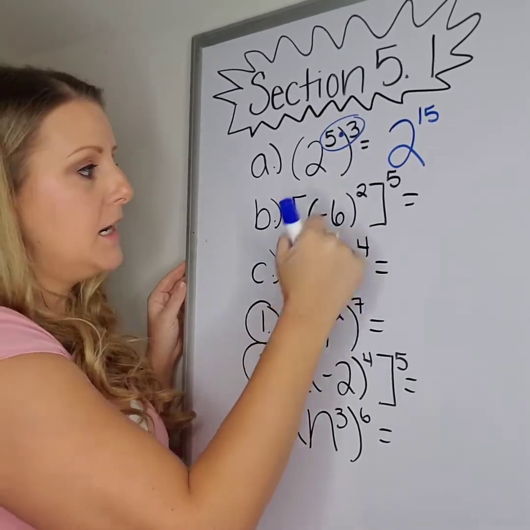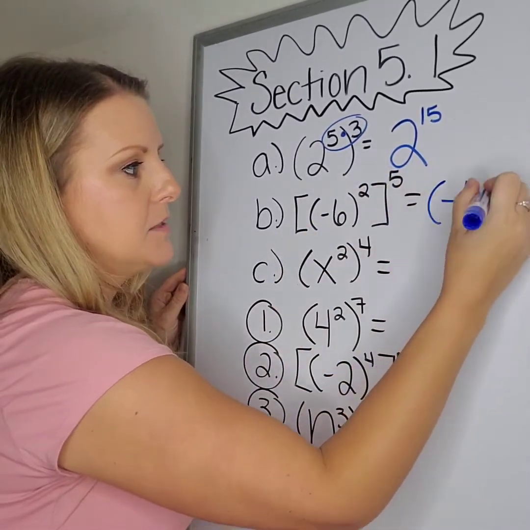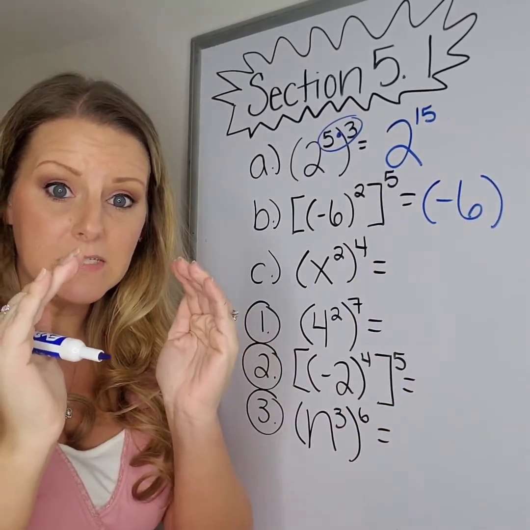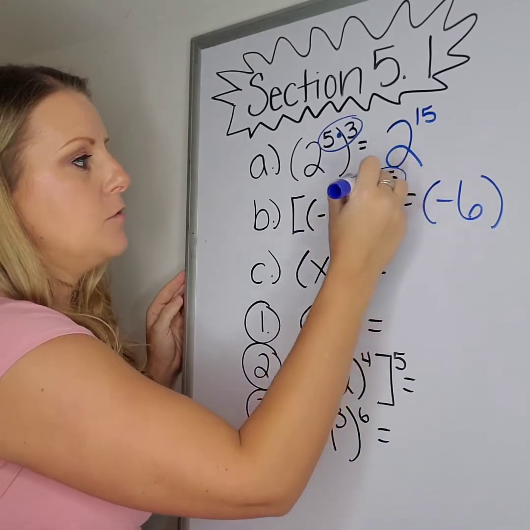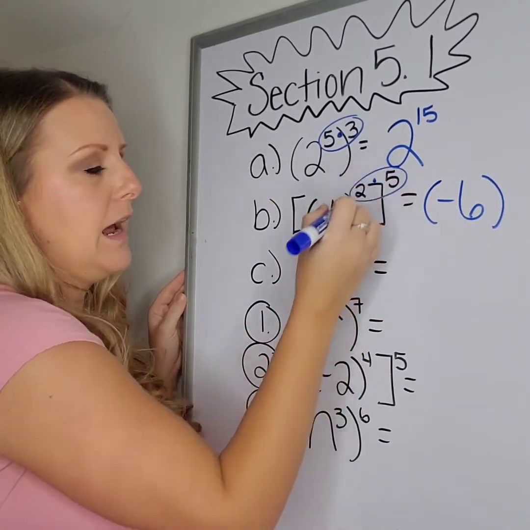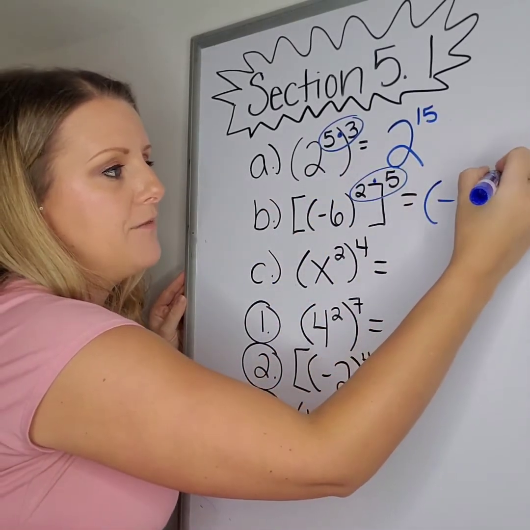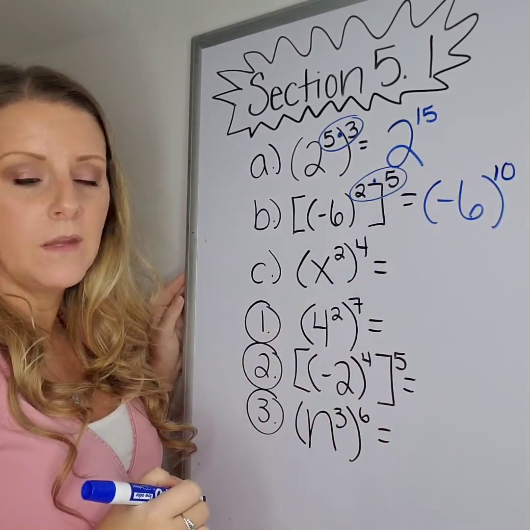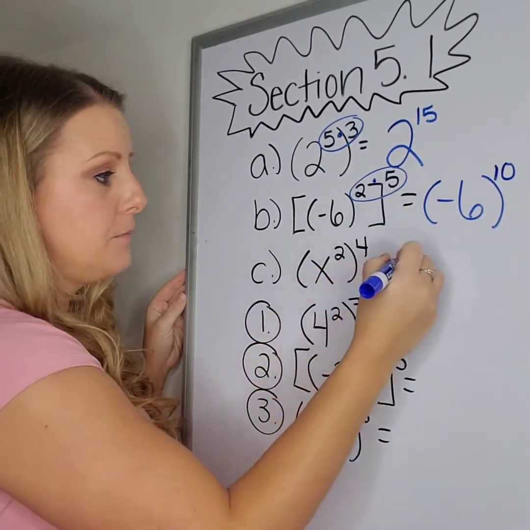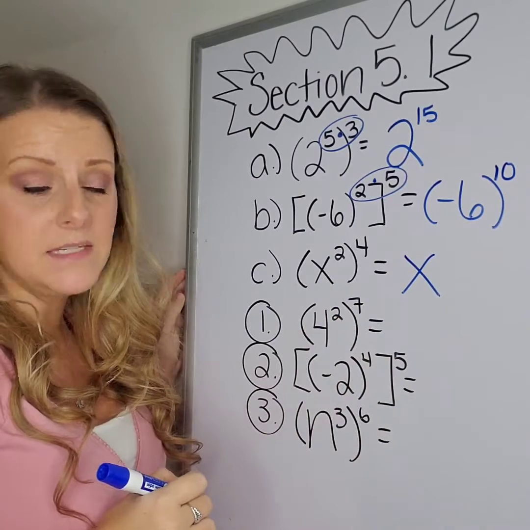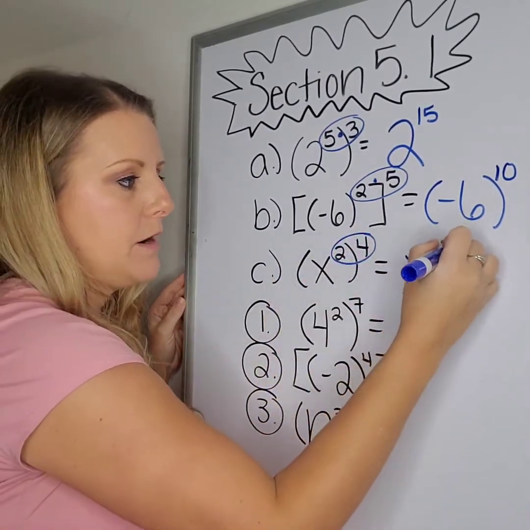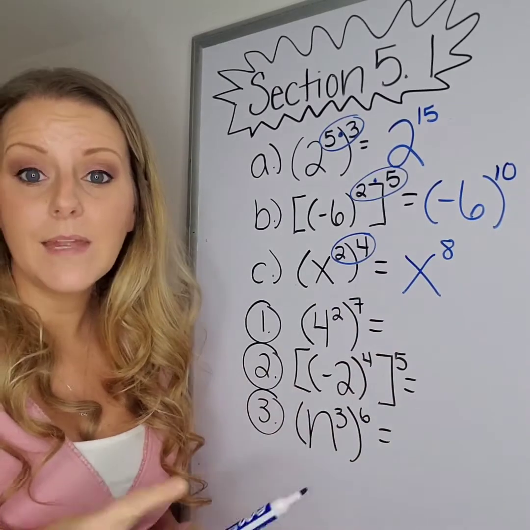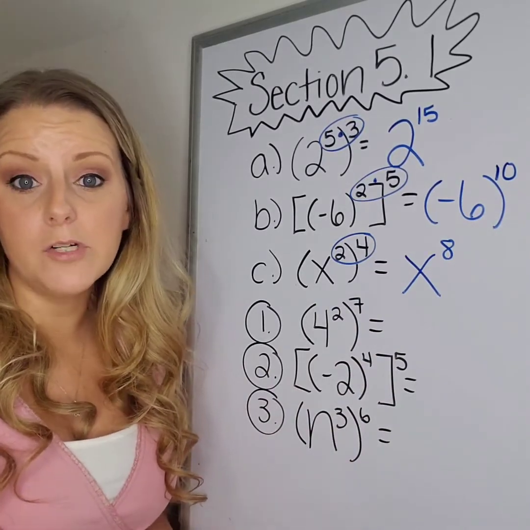When you have a negative, remember you just keep the base wrapped in those parentheses. So the negative 6 stays wrapped in those parentheses, and power to a power we multiply. So a dot here. 2 times 5 is 10. Works the same way with letters. The base is an X. We keep the base. And power to a power we multiply. 2 times 4 is 8. It's super simple. Power to a power, you just multiply.